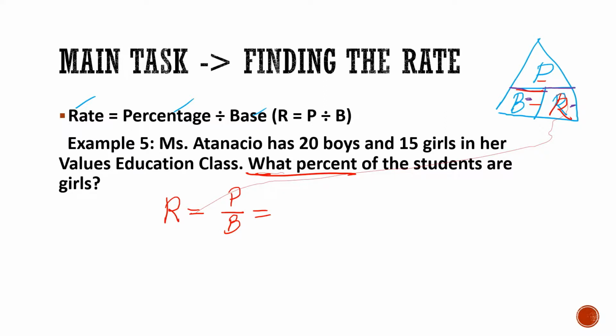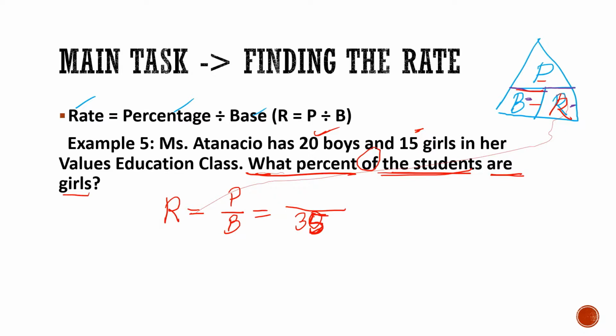Now, let's look back at our example. Miss Atanasio has 20 boys and 15 girls in her values education class. What percent of? The word beside "of" is the base: of the students. How many students are there in all? Not 20, that's only the boys. Not 15, that's only the girls. It's of the students, so 20 and 15 together: 20 plus 15 is 35. Now, what percent of the students are girls?